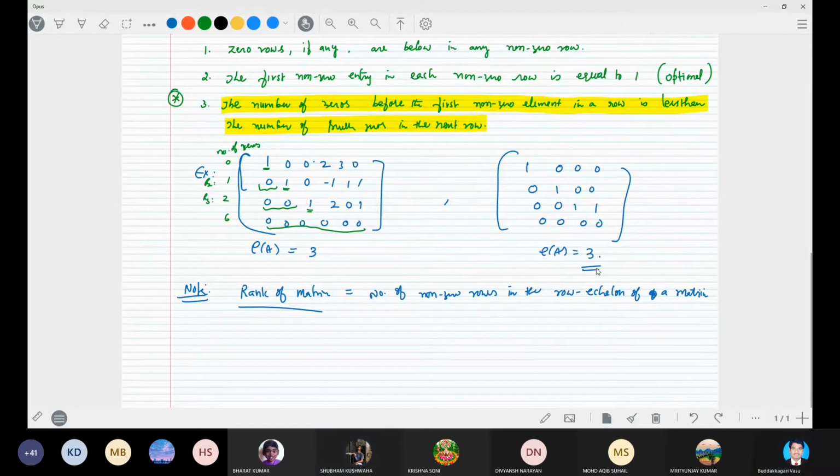Suppose you take another matrix, say A is equal to 1 0 0, 0 1 1 1 0 0. Is it in row echelon form? No, sir. Not in row echelon form.